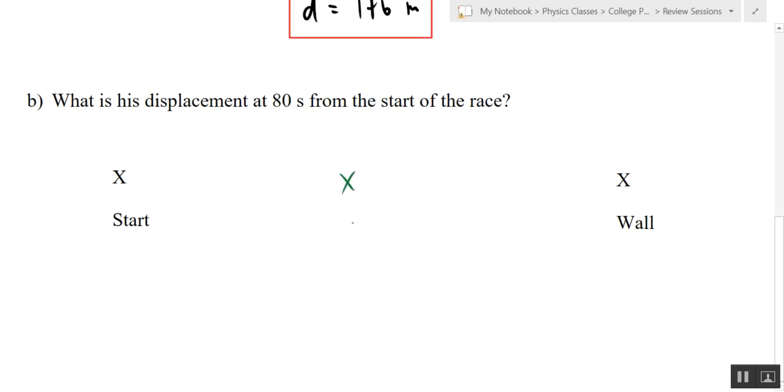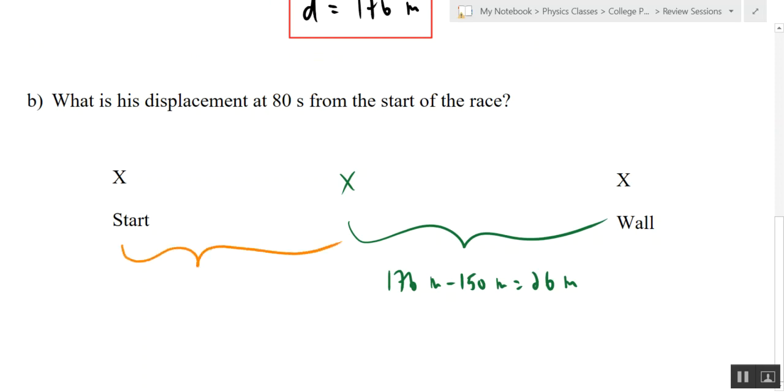So he's here, right? And this is 176 minus 150, which is 26 meters. Sorry, I don't know if you can read that. 26 meters from the wall. But the question is not how far is he from the wall. The question is what is his displacement from the start of the race, which is this.